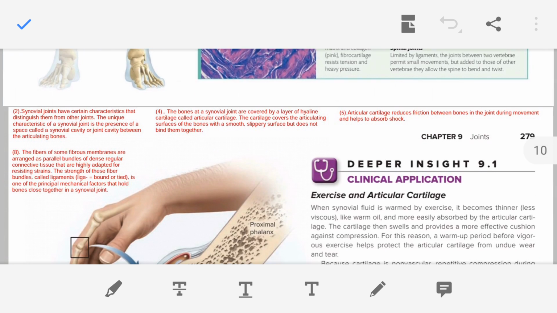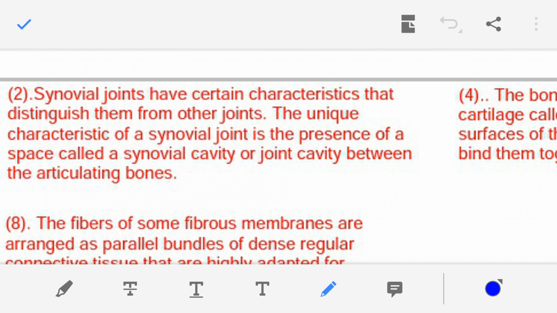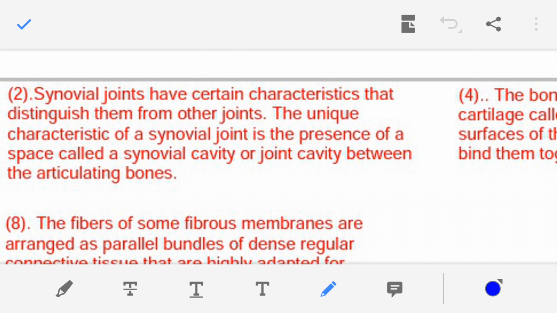Now, second point we are discussing. Synovial joints have certain characteristics, or peculiarities, and these peculiarities distinguish the synovial joint from the other joints. So there are some differences between the synovial joint and other kinds of joint, and the synovial joint possesses some unique features. So what are the features of the synovial joint?